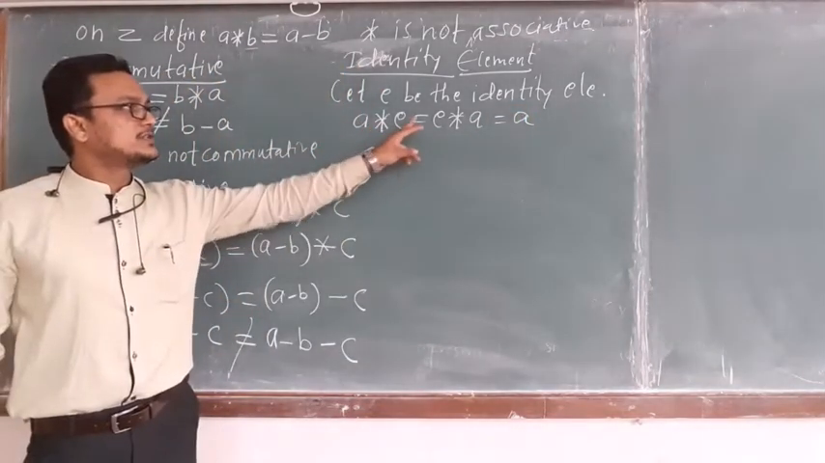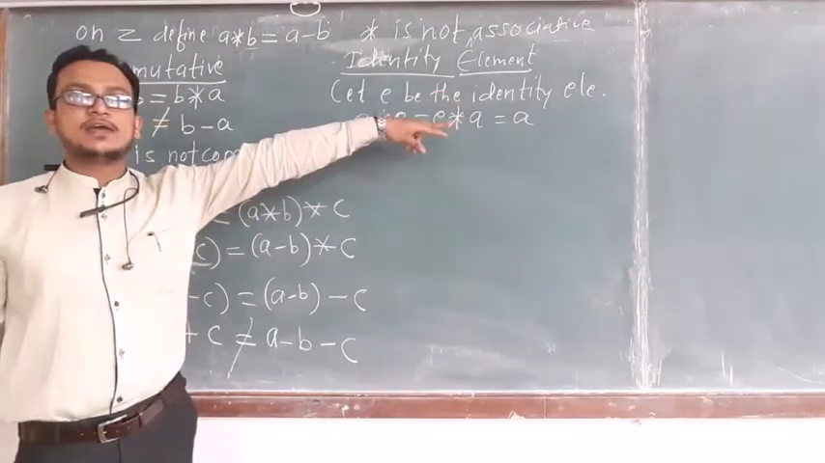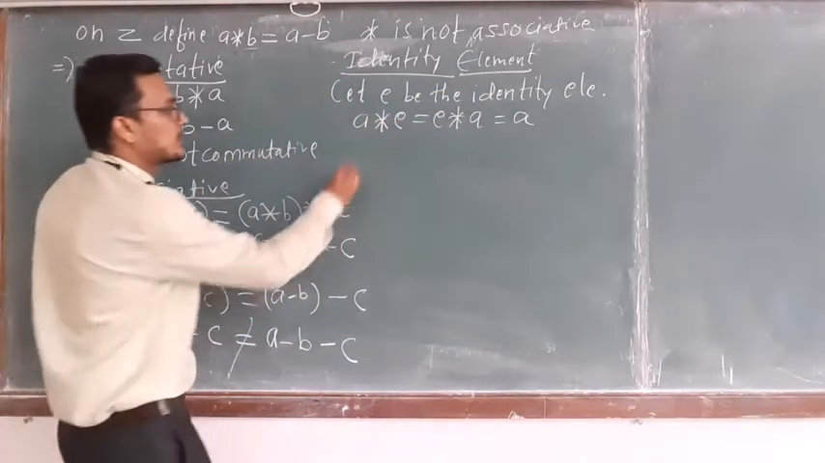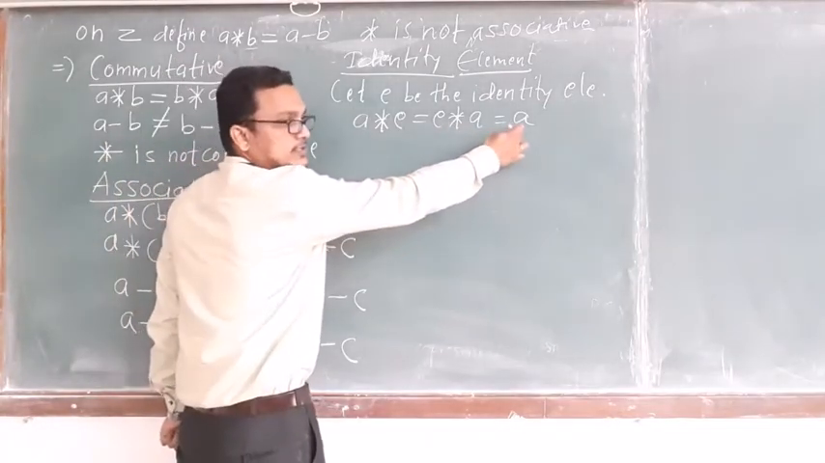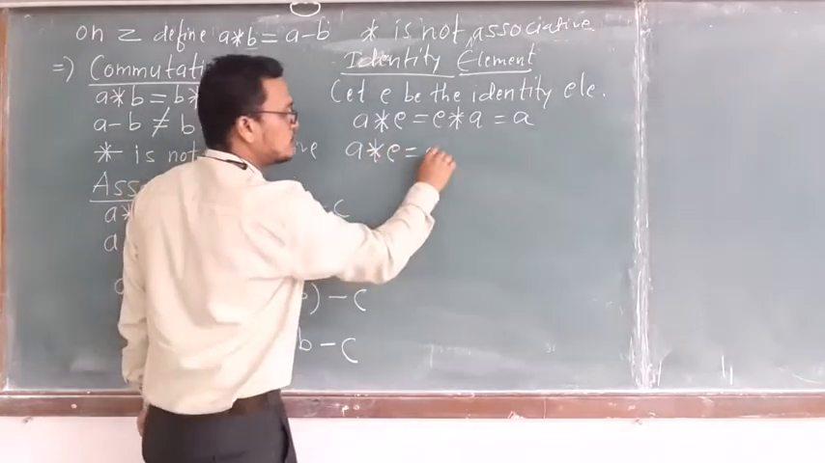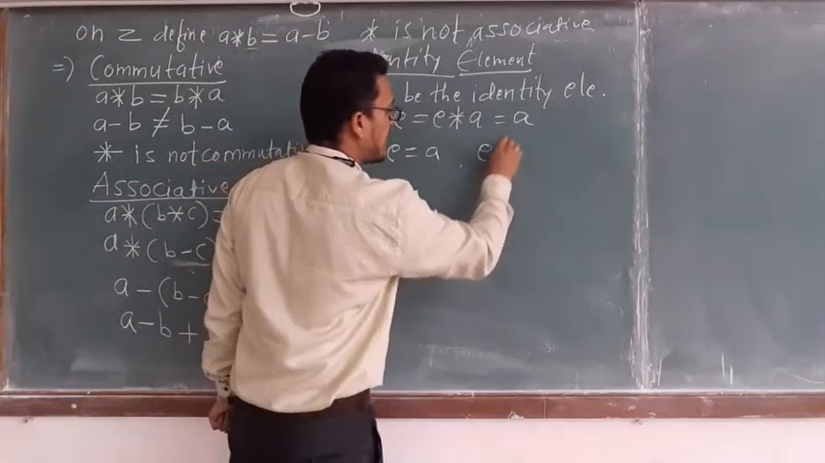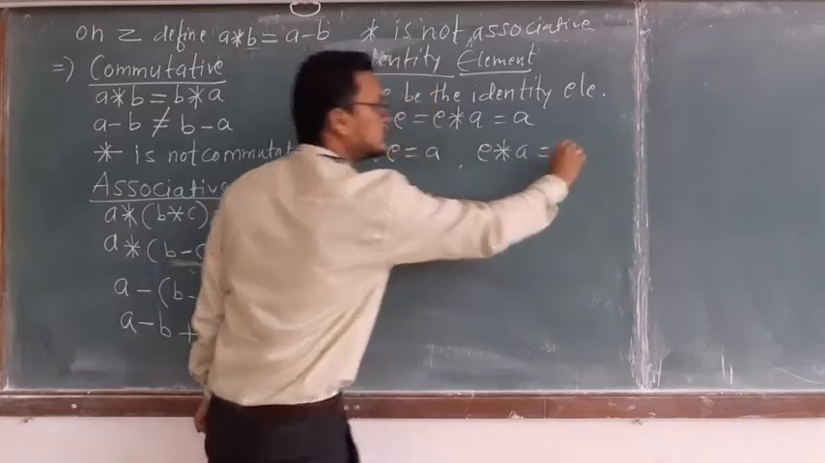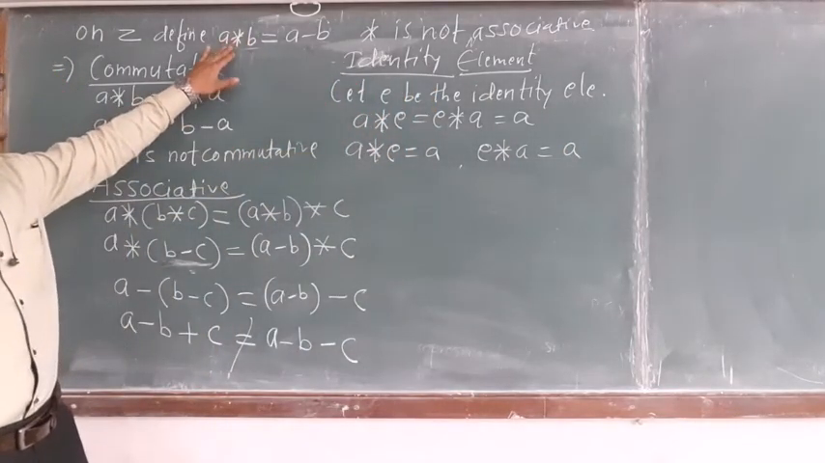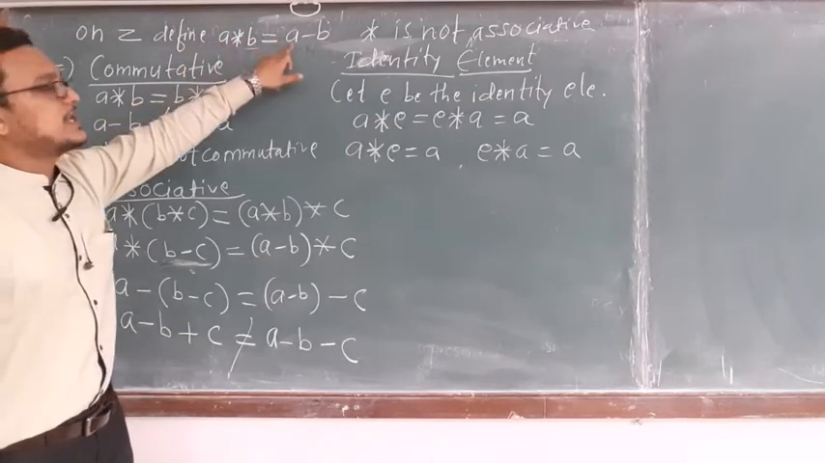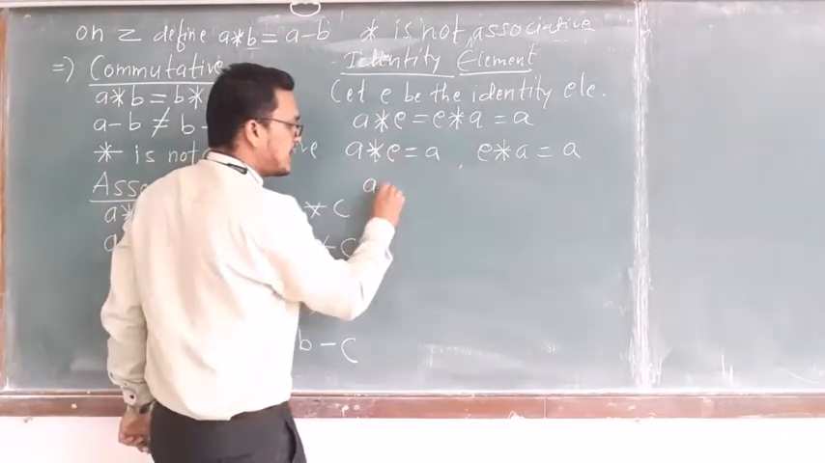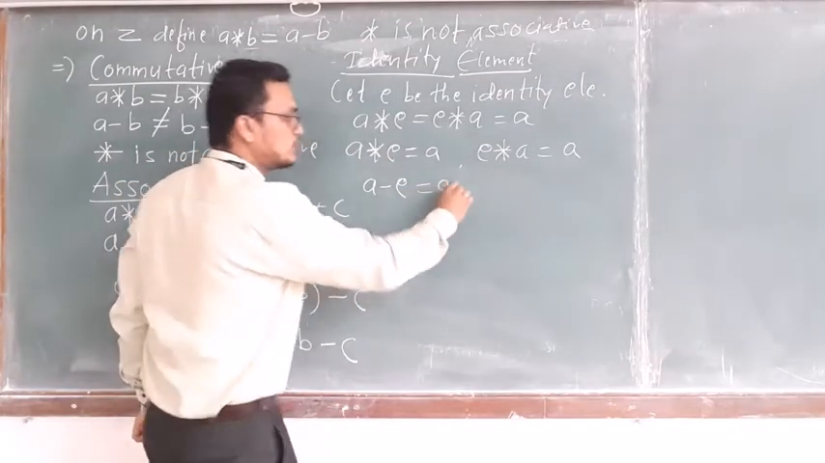A star E is equal to E star A is equal to what? A. This is the definition of identity element. Now equate both the parts to this third part, that is A star E is equal to A, and E star A is equal to A. Now, as per the definition again, what is A star B? It is A minus B. And what is A star E? It is A minus E is equal to A.